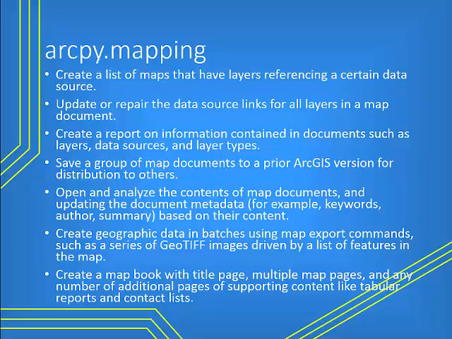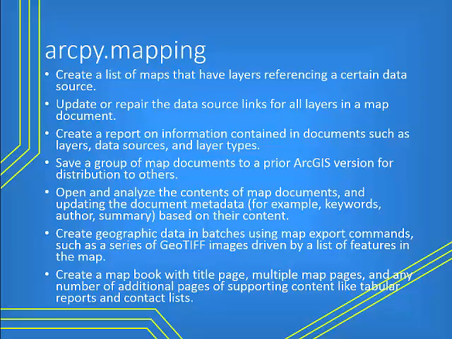You can update or repair your data source links for all layers in a map document, or even several map documents. You can create a report on information contained in documents such as layers, data sources, and layer types. You can save a group of map documents to a prior ArcGIS version for distribution to others. You can open and analyze the contents of map documents and update the document metadata based on that content, for example, keywords, author, summaries. You can create geographic data in batches using map export commands, such as a series of GeoTIFF images driven by a list of features in the map.